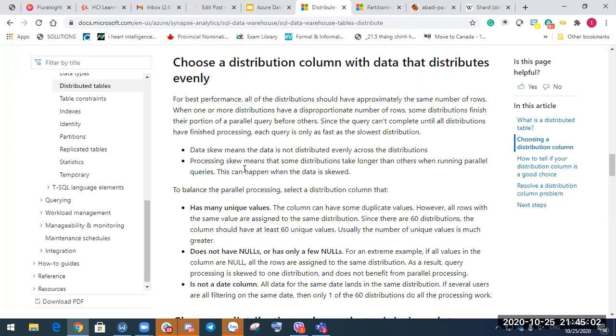And data skew leads to process skew, which means that some distributions take longer while others are running queries.